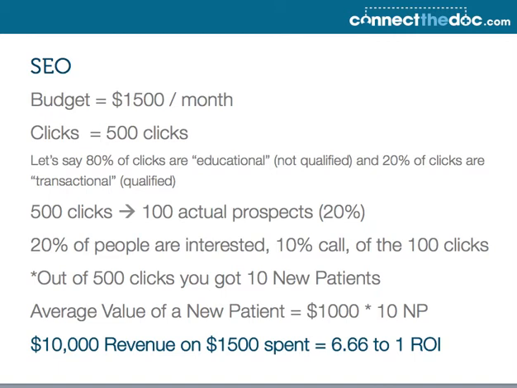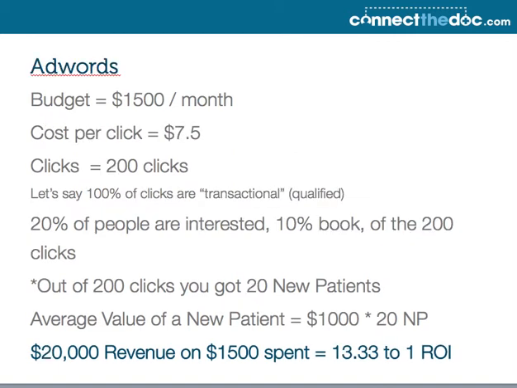So that's good. Let's just kind of compare that with something else you might be considering in Google AdWords. So let's set the same budget. You have a $1,500 per month budget. In your industry, let's say it's common to pay roughly $7.50 per click. So you're going to end up getting 200 clicks to your website. So remember, in the previous example, we had 500 clicks to your website.